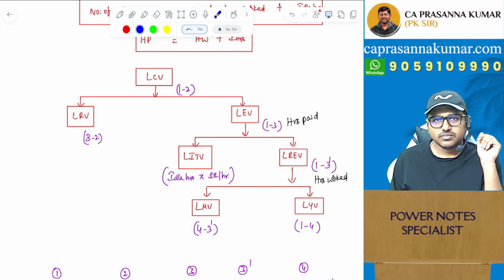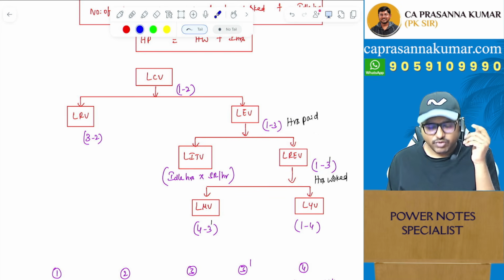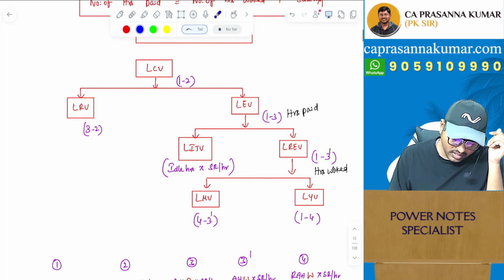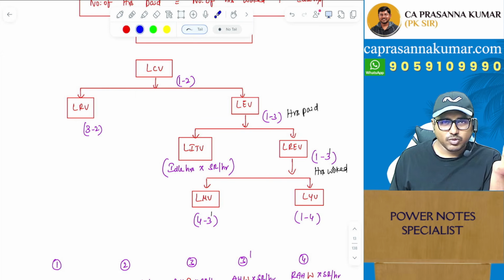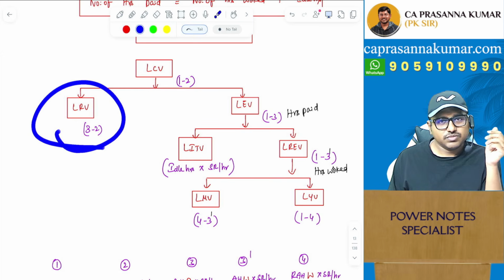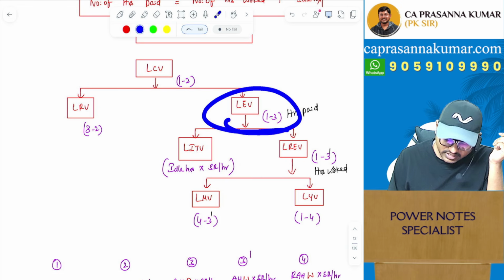So what about the formulas? That is interesting. Labor cost variance: 1 minus 2. Rate variance: 3 minus 2. Same. Efficiency variance: 1 minus 3.